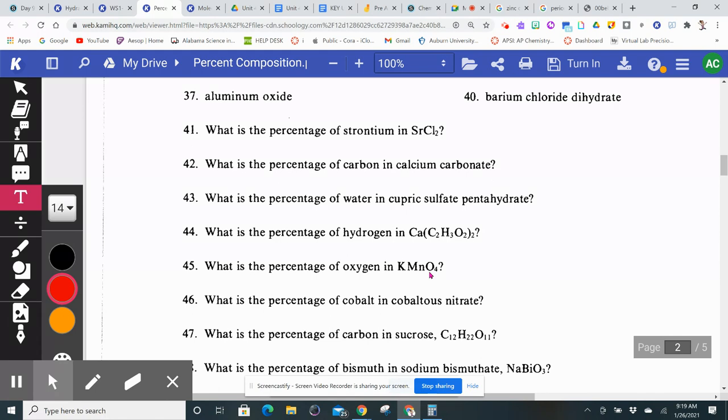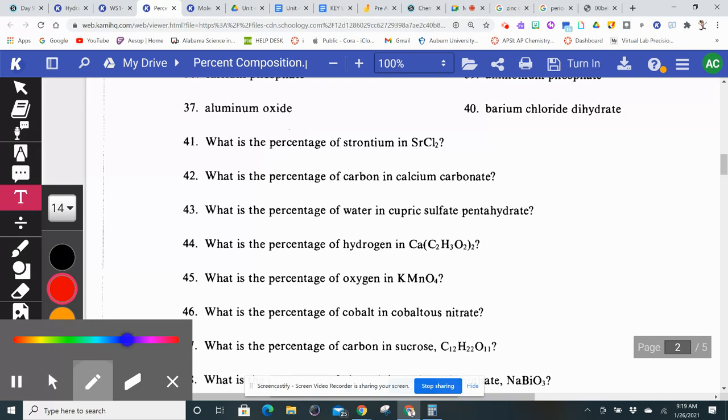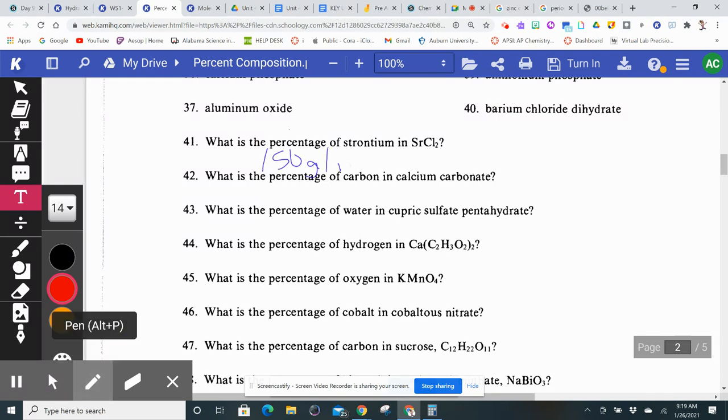Okay, so on 41, if I want to know the percentage of strontium in strontium chloride, first I've got to find out how much strontium chloride weighs. So 2 chlorines is 35 each, which is 70, and strontium, Sr, is 87.6. So let's say 88. 88 and 70 is 158, so strontium chloride is 150, I'm rounding, grams per mole.